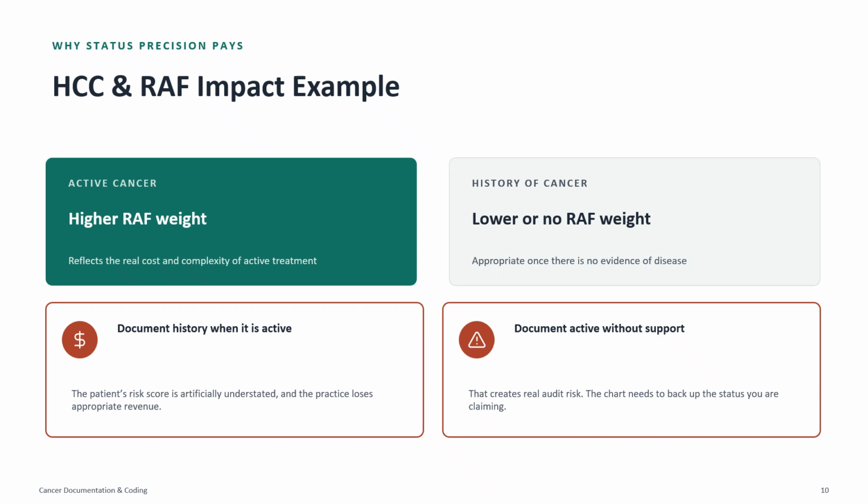If you document active cancer without support in the chart, you still have the risk of that being clawed back. It creates an audit risk instead. So accuracy is what protects both the revenue and the compliance side at the same time. It's not a trade-off between the two. We have to do both.